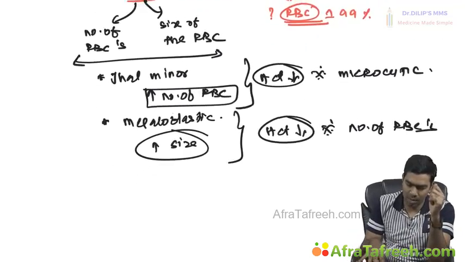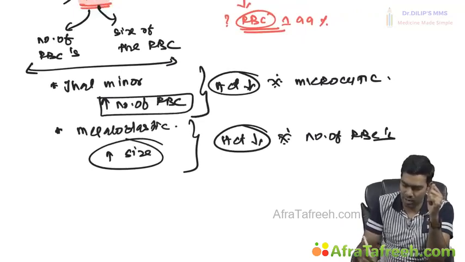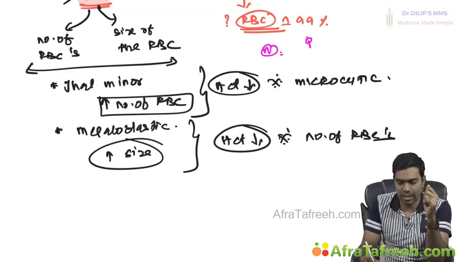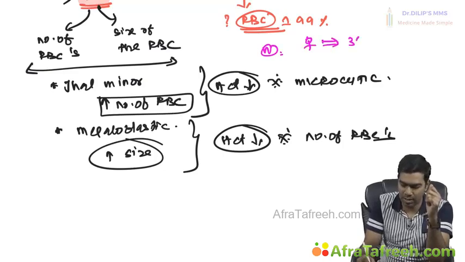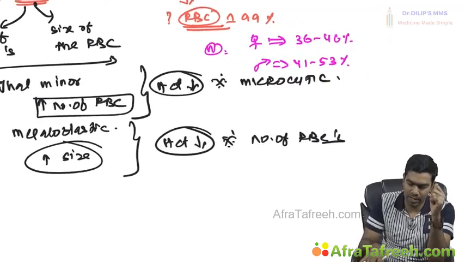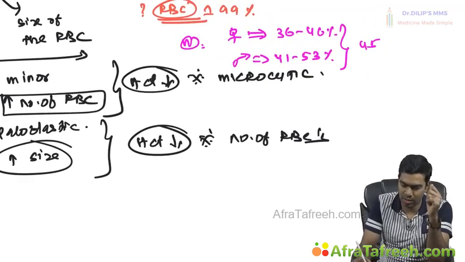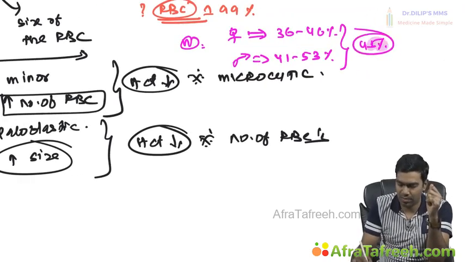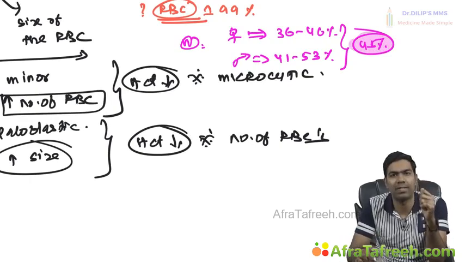If somebody finally asks you the normal hematocrit, you can say that in females it is approximately 36 to 46% and in males it is approximately 41 to 53%. For all practical purposes, you can take an average hematocrit of approximately 45%, which is applicable for both males as well as females.